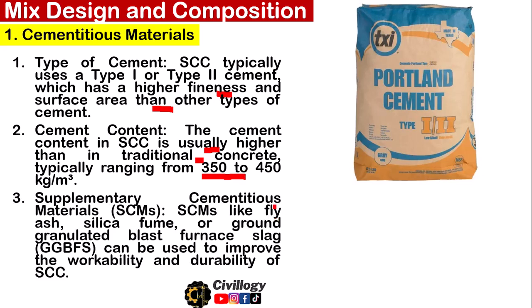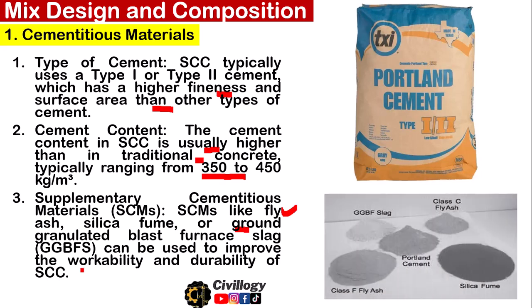And supplementary cementitious materials required for mix design of self-compacting concrete are fly ash, silica fume, or ground granulated blast furnace slag, which is also called GGBFS, which can be used to improve the workability and durability of self-compacting concrete. These were the few cementitious materials which can be added to make a mix design for a self-compacting concrete.